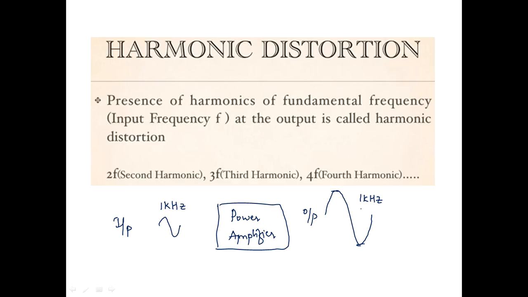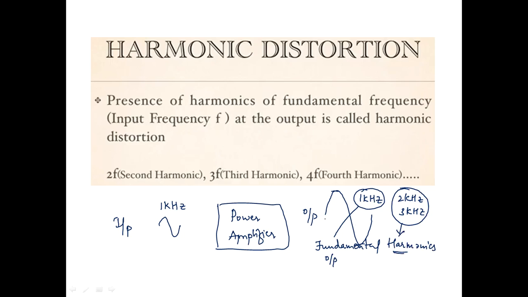At the output side we may get signals which are of 2 kilohertz also, which may be of 3 kilohertz. So what does that mean? That means this 1 kilohertz original signal acts as the fundamental frequency, the fundamental output that we actually want, but knowingly or unknowingly we may get other frequency signals also, which are called harmonics.